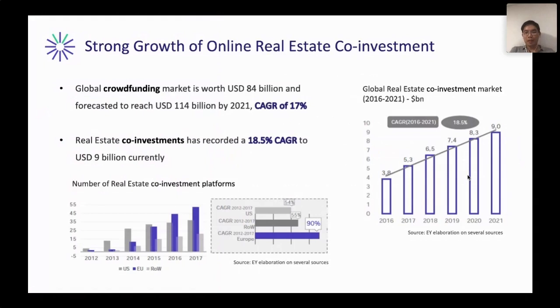So from Ernst & Young statistics and reporting on the market, the global crowdfunding platforms are doing about 84 billion USD and are forecasted to reach 114 billion in 2021. So this is a compounded annual growth rate of 17%. Now, real estate co-investment is a specialized subset of the crowdfunding category, and it has recorded 18.5% compounded annual growth. Now, the number of real estate co-investment platforms worldwide has also increased steadily over the years, as can be seen in the graph below. Next slide, please.